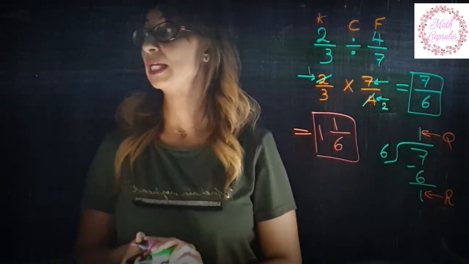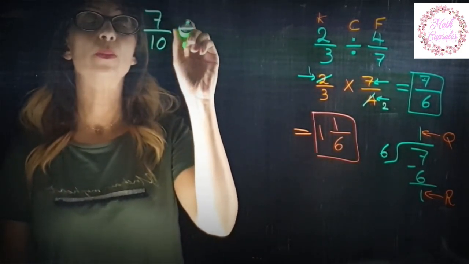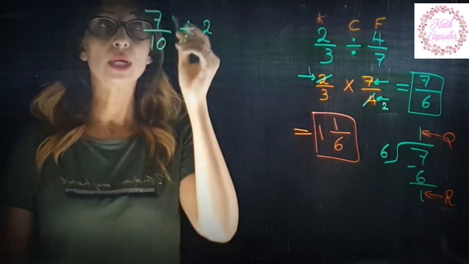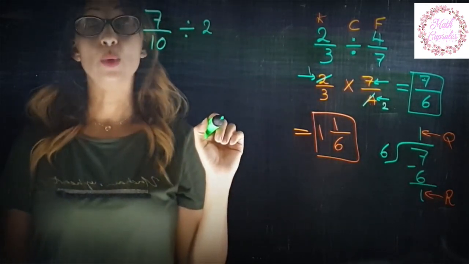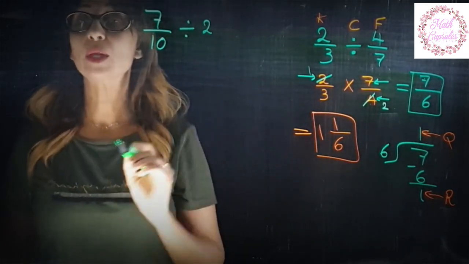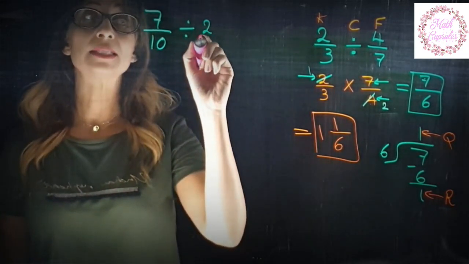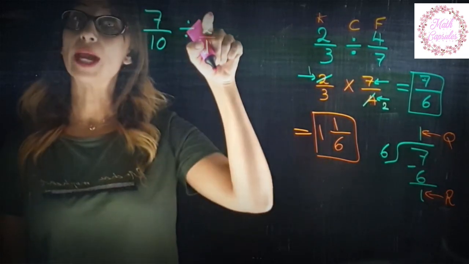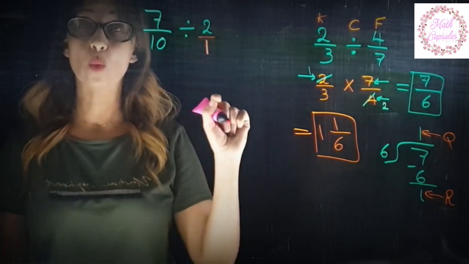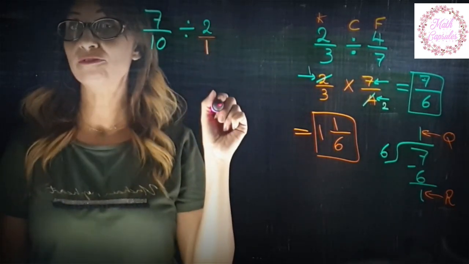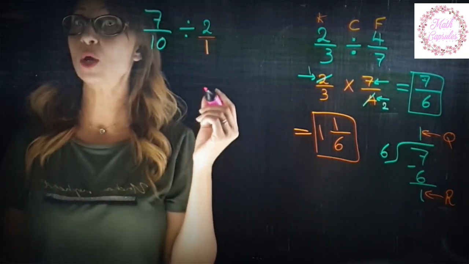Now let's have another example. If we have 7/10 divided by 2. Now look at 2. Is 2 a fraction? No, 2 is a whole number. So how can we write a whole number in a fraction form? We can write it over 1. So any whole number, if we want to write it as a fraction, we write it over 1. Because 2/1 is the same value as 2, but 2/1 is written in a fraction form because we are working with fractions.